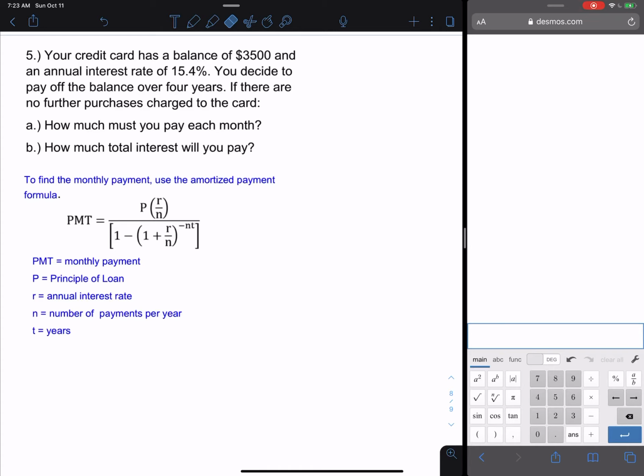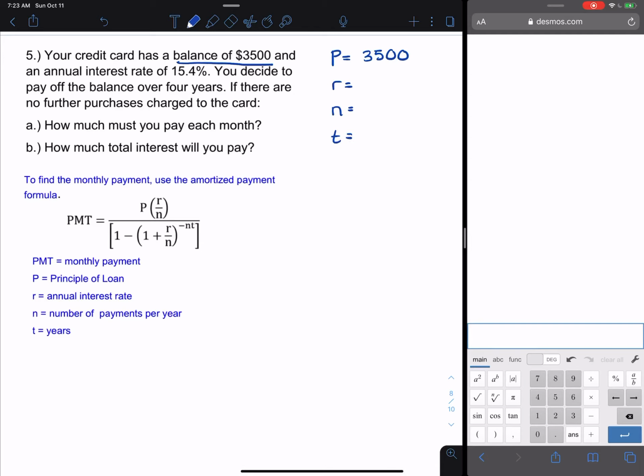Because we're not spending any more money, this essentially becomes just a normal loan with a slightly higher interest rate because it's a credit card. And so that means we can use our monthly payment formula, or the amortized payment formula, that we've been using. They're telling us that the balance was $3,500. So that's the principal, how much money we've borrowed and need to pay back. We still need the R, the N, and the T.